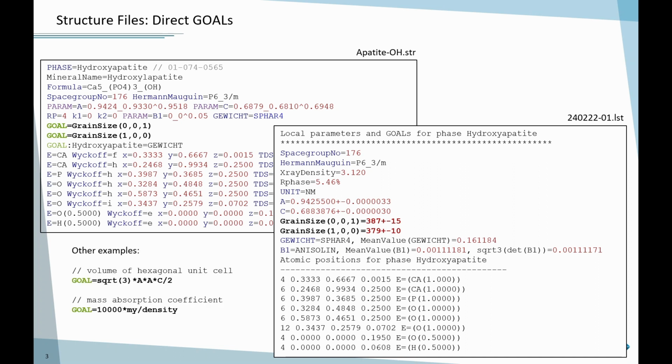Other examples, I could calculate the volume of the unit cell. This is the equation for a hexagonal cell. And if I only do that in the structure file without making it a goal, it will not write the result to the output file. So I have to add the statement goal equals and then the formula to make sure it shows up in the list file. Or another example, I could calculate the mass absorption coefficient for this phase and write the result to the list file.